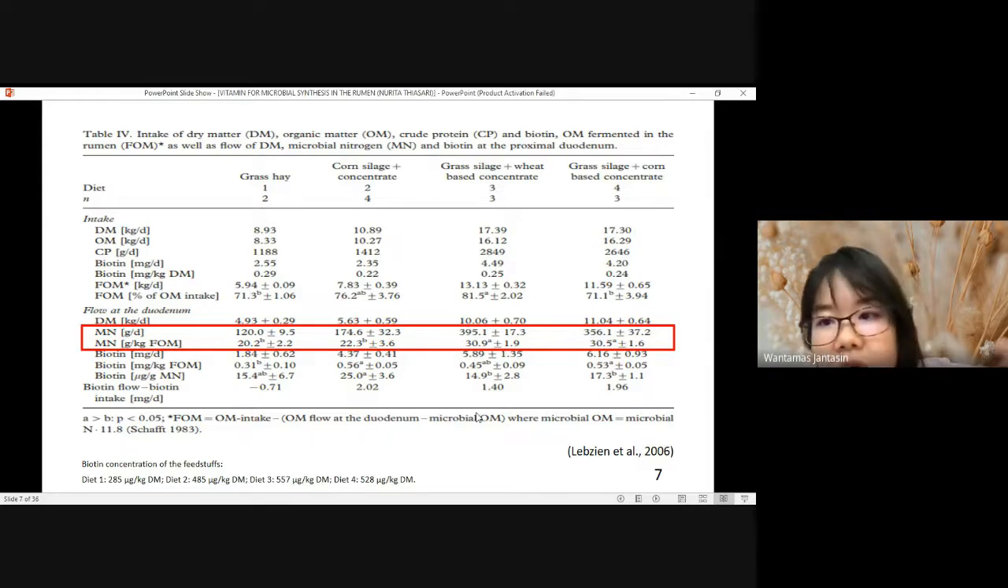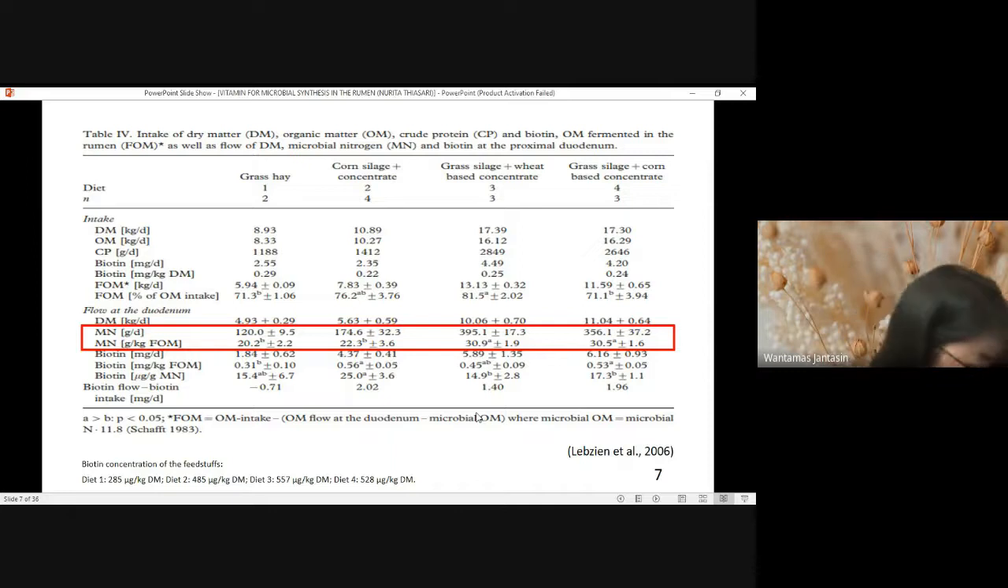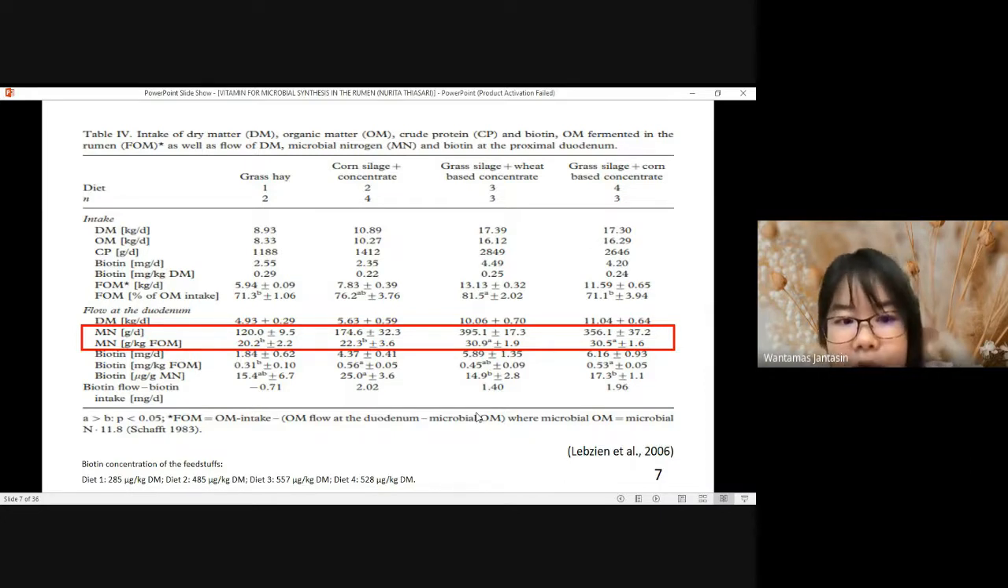But I saw in the previous figure, slide 19 about the pathway, that Nurita mentioned they need many vitamins so they can improve the microbial nitrogen also. So I just point out biotin. That's all my question.